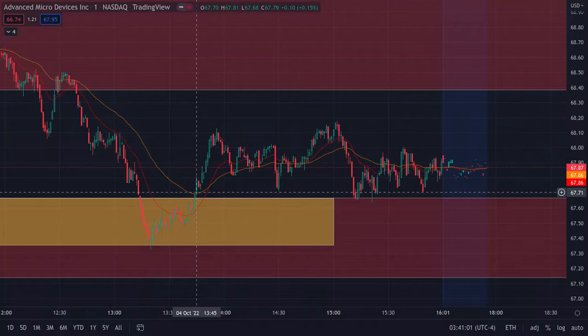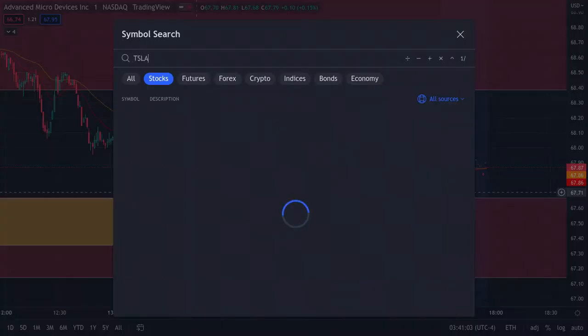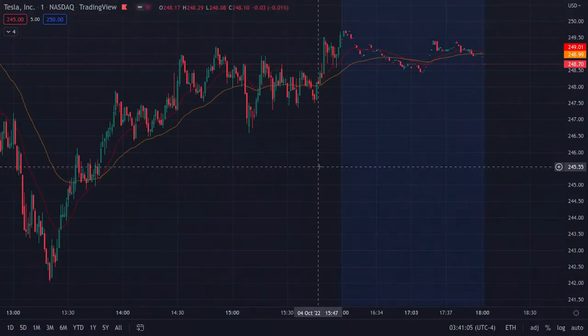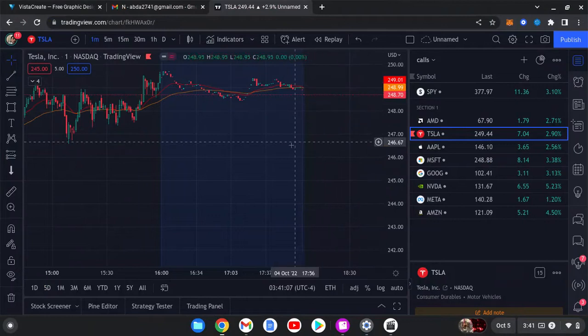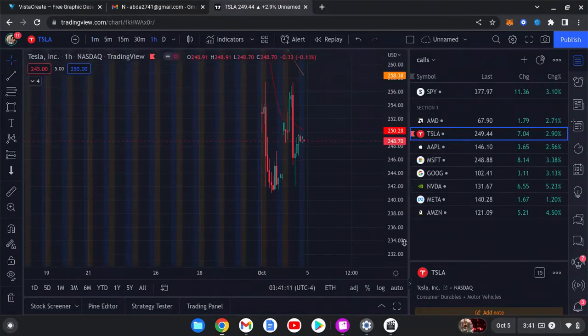So that was my first trade. And I'll review my second trade, which should have been kind of a bigger trade, or I feel like I could have done a little better with it.